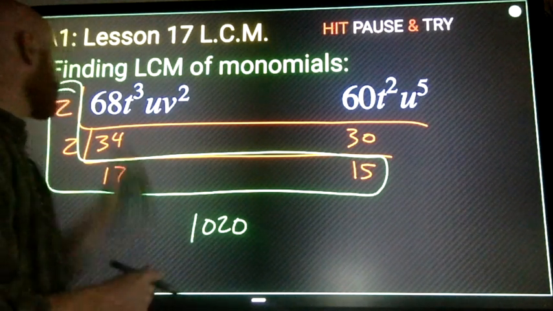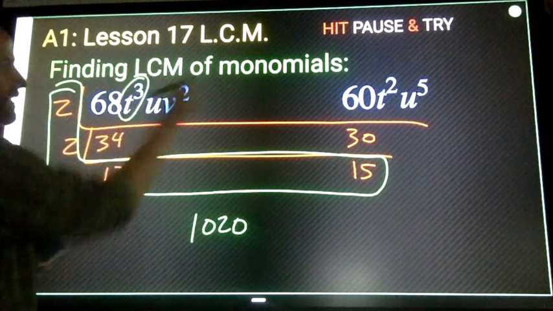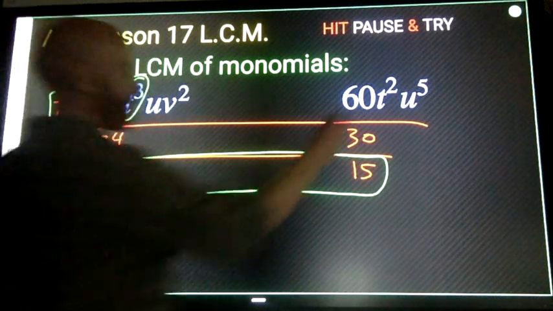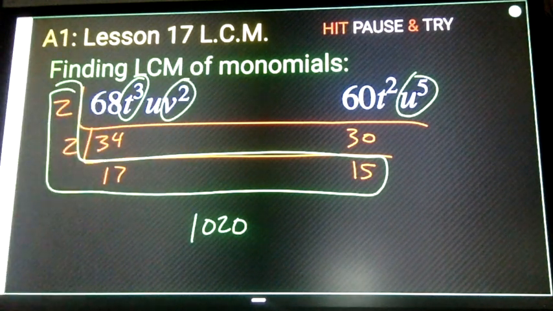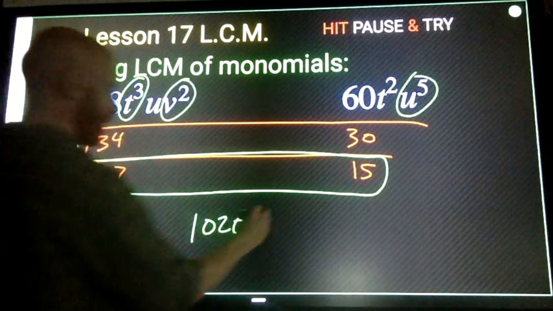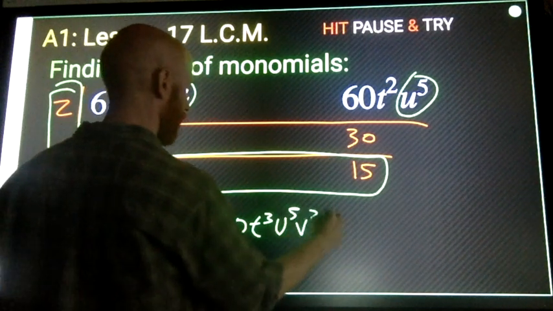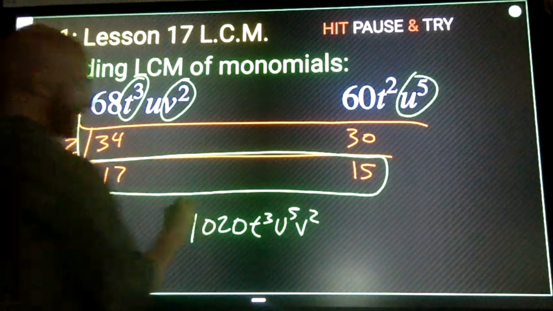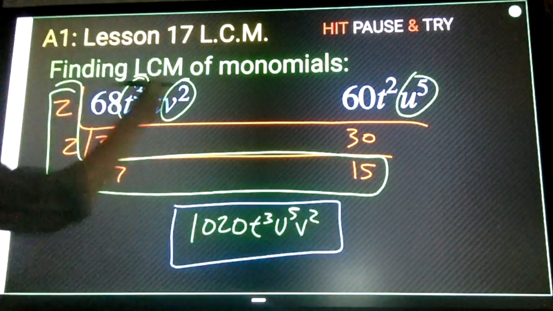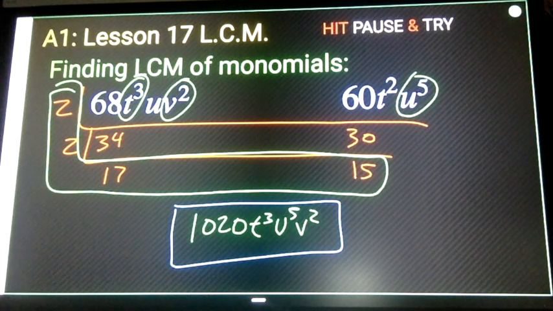All right. Variable terms, t to the third is bigger than t squared. U to the fifth is bigger than u to the first. V squared is bigger than v to the 0. All right, so t to the third, u to the fifth, v squared. Final answer, the least common multiple of those two terms is this guy. All right, we'll look at one more.